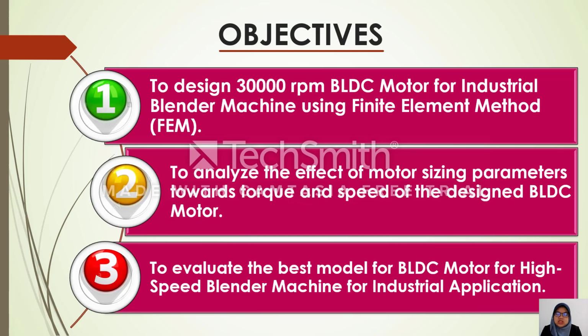This is the objective of the study. To design a 30,000 rpm BLDC motor for an industrial blender machine using finite element method FEM, then to analyze the effect of motor sizing parameters towards torque and speed of the designed BLDC motor, and to evaluate the best model of BLDC motor for a high-speed blender machine for industrial application.